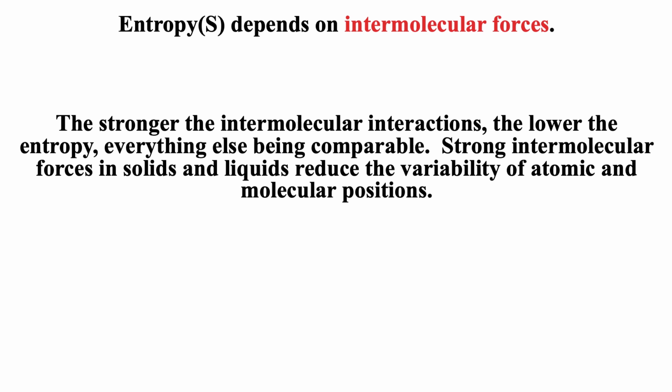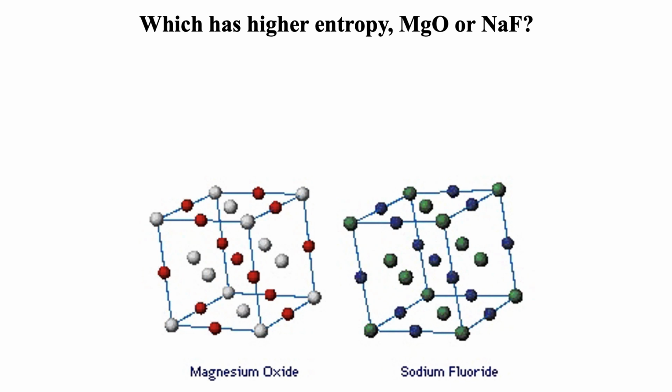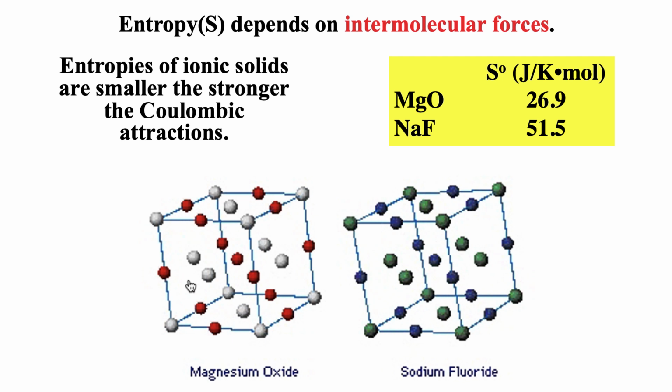Entropy also depends on intermolecular forces. The stronger the intermolecular forces, the fewer the number of configurations, and the lower the entropy. And so which has higher entropy, MgO, or magnesium oxide, or sodium fluoride? Now they're both ionic solids. And so hopefully you remember from Chem 112 that the strength of intermolecular forces for ionic solids depends on charge first and then size. And so for MgO, you have a +2 and -2, for sodium fluoride a +1, -1. And so the MgO should have a stronger intermolecular force and a lower entropy. And so we see magnesium oxide's entropy is 27 versus sodium fluoride, which is 52.